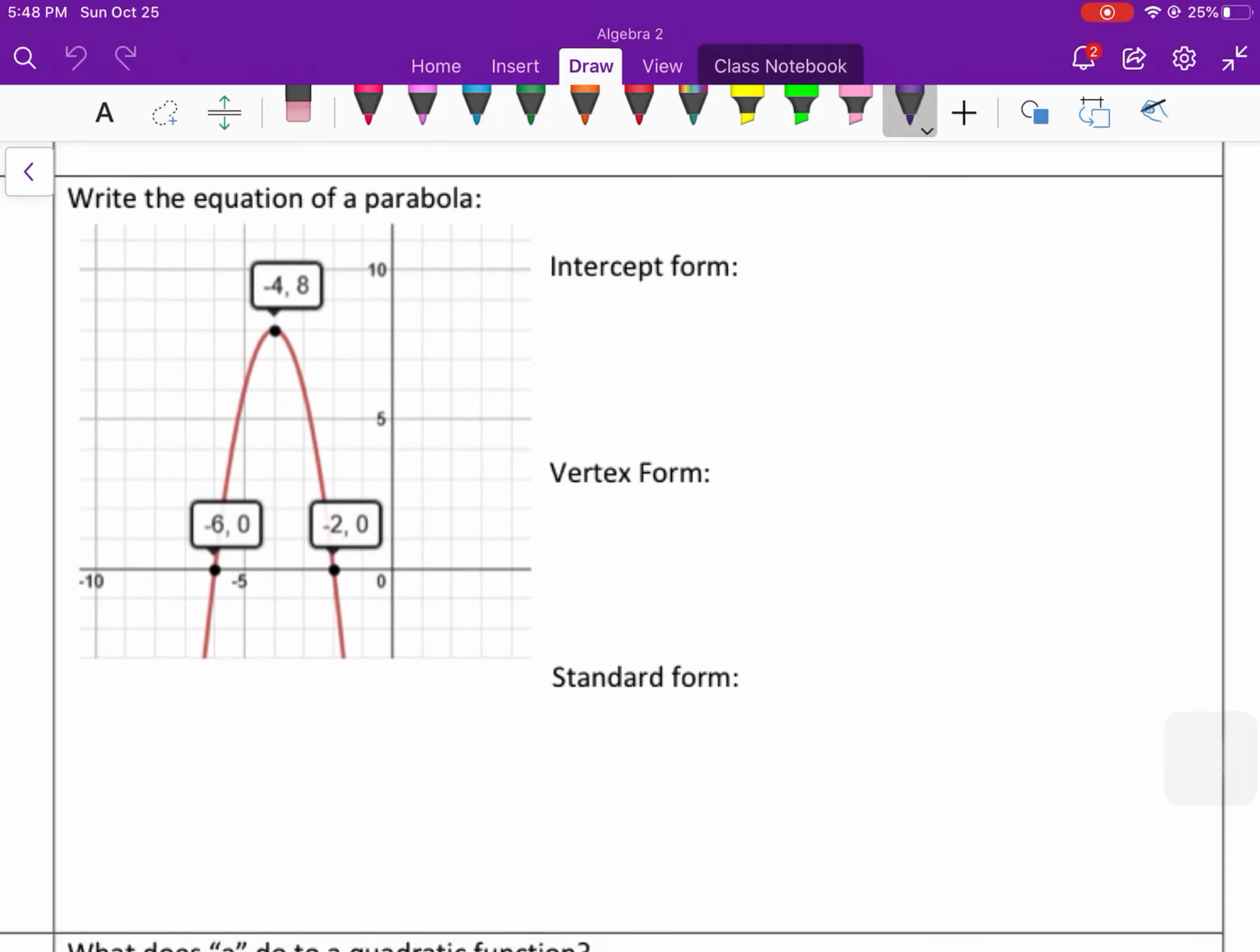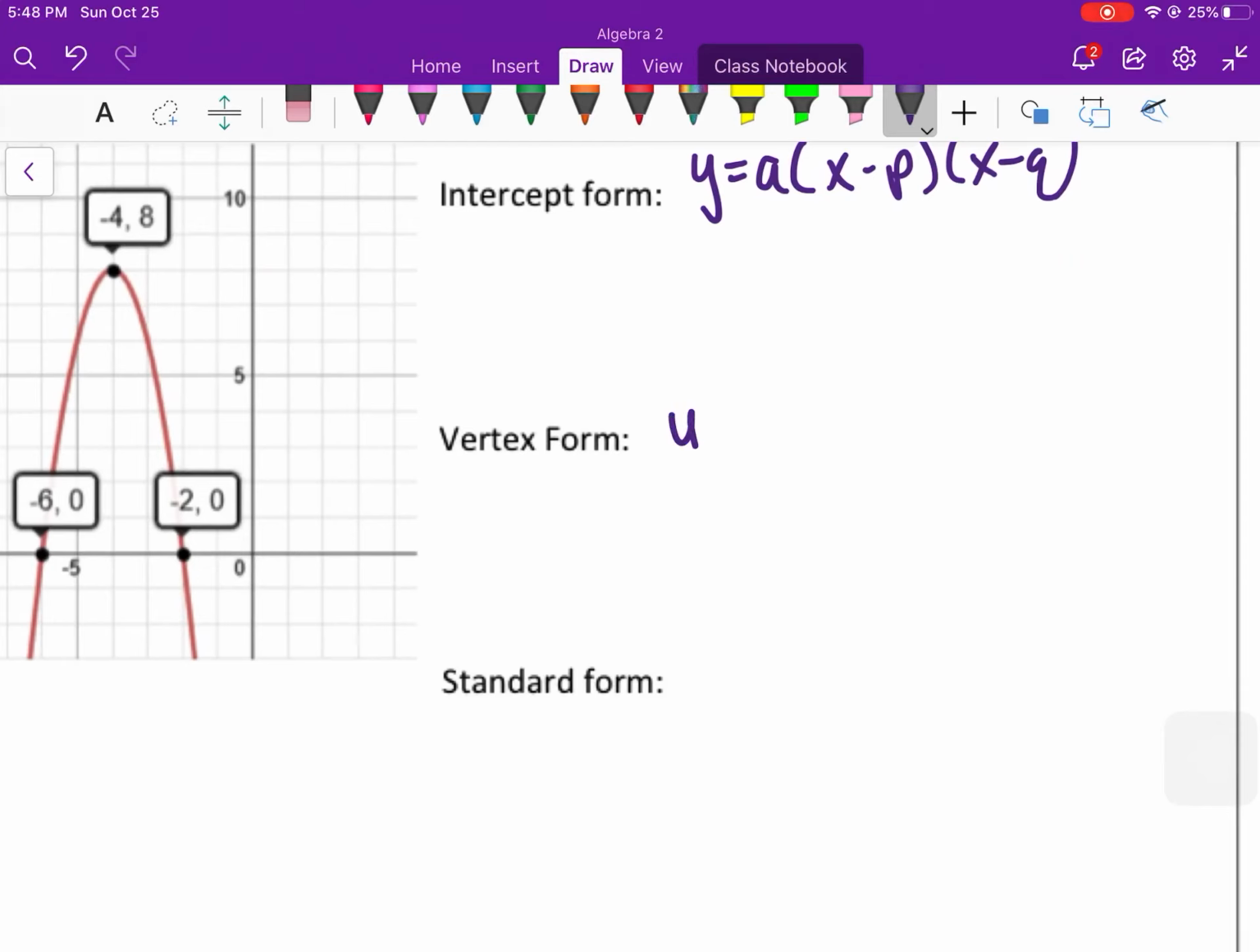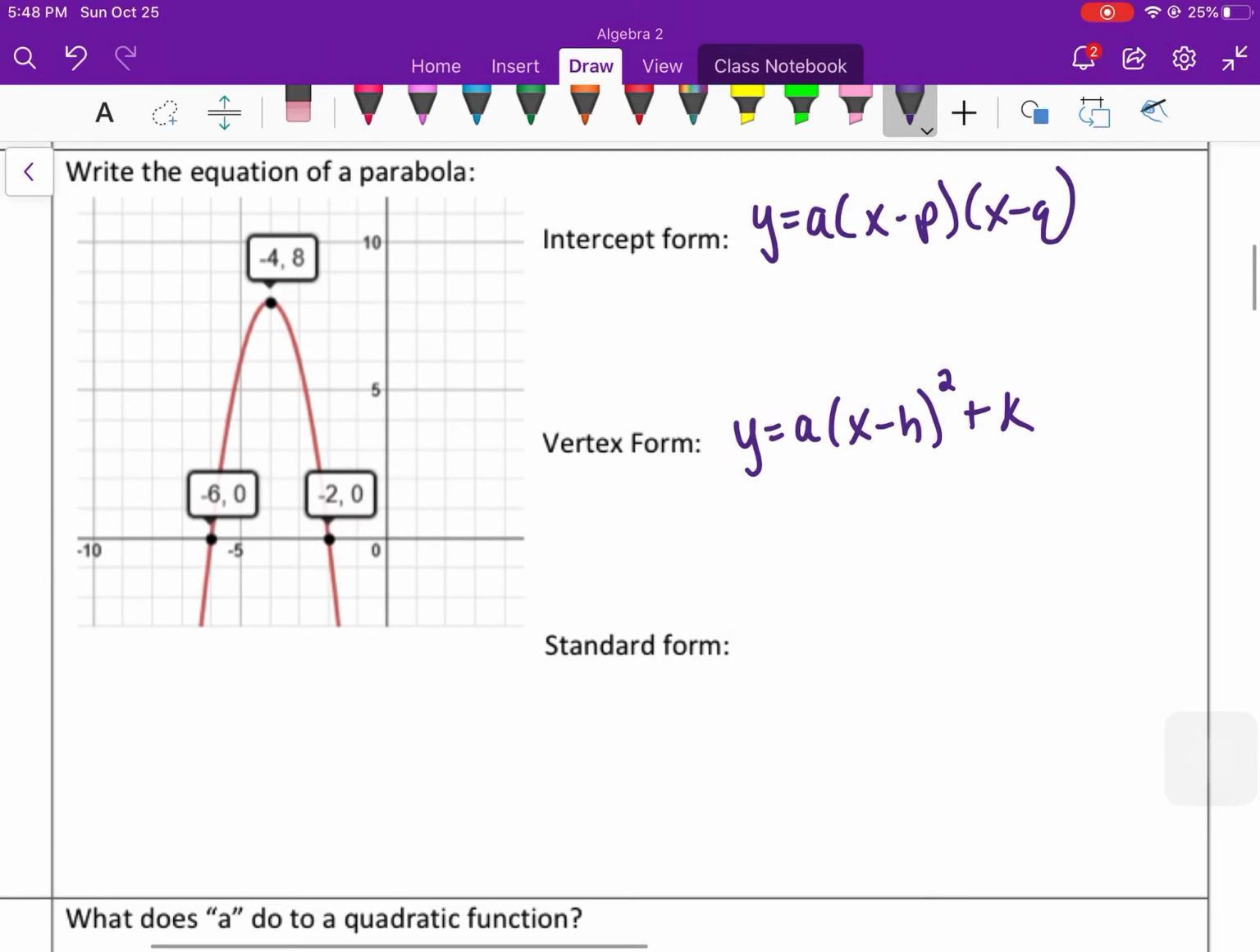The general equation is y equals a, then x minus p, x minus q, where p and q are the x-intercepts. So you'll recognize it as factored form, and then when you solve for x and y, or the two x's, those are your x-intercepts. Vertex form is the one we graphed. It's a(x minus h) squared plus k, so (h, k) is the vertex. And then standard form is when you multiply it out, it's ax squared plus bx plus c.